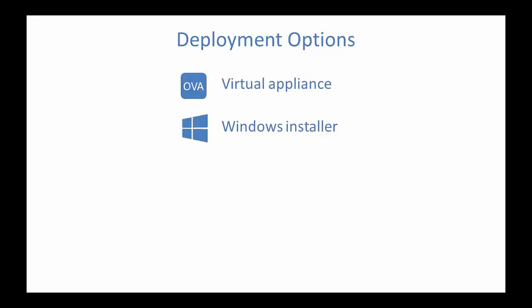So, the deployment options. Basically, you can deploy NAKIVO Backup and Replication using one of the following installation options. This is a virtual appliance, just an OVA that you install on your vSphere into some cluster or host. Alternatively, you can just install on a Windows machine using a Windows installer. You can run a Linux installer to install on a Linux VM, physical box, or something like that.